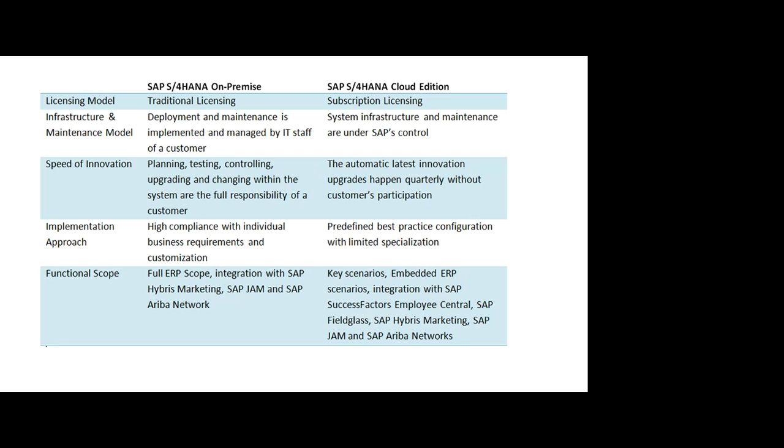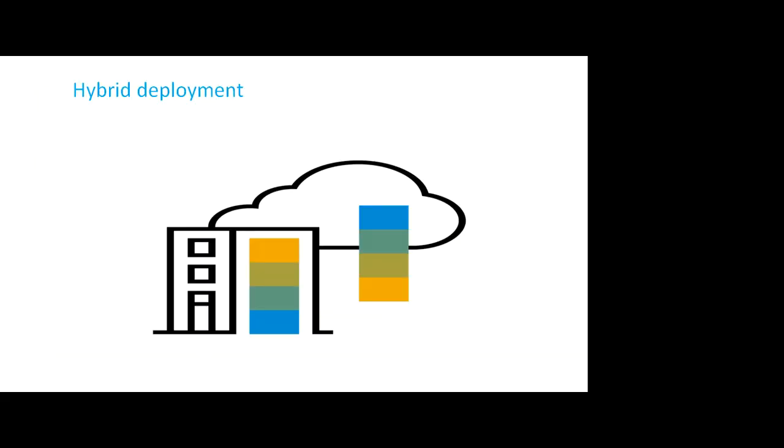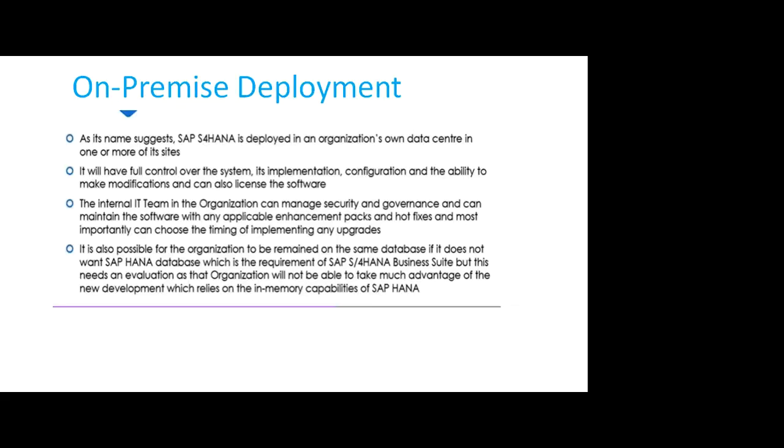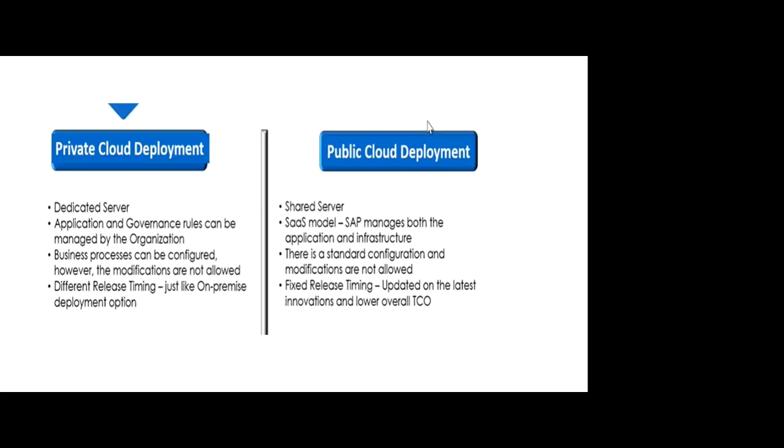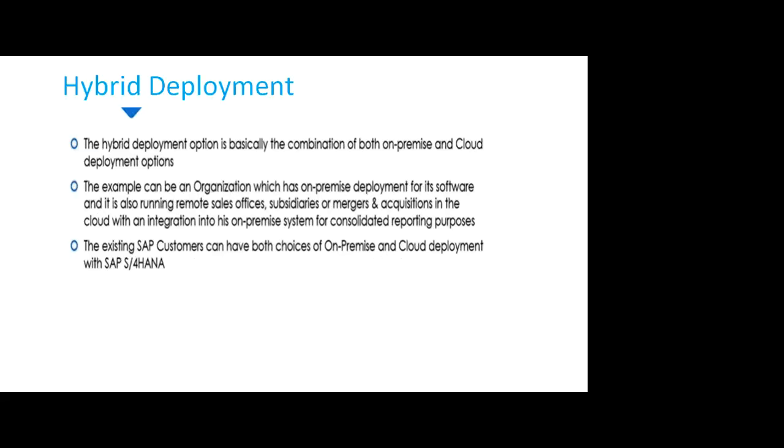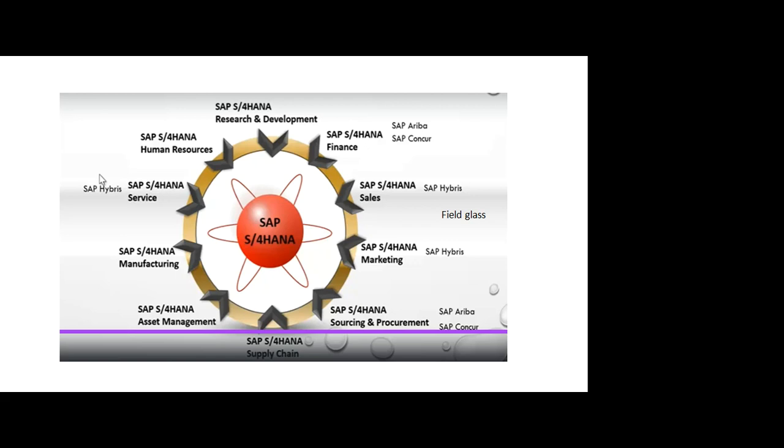So there are different on-premises edition, cloud edition. There are different features. It has been discussed. And hybrid deployment is nothing but the combination of cloud as well as on-premises. Okay. So these are the different types of the cloud system and on-premises as well as the hybrid system which is there.